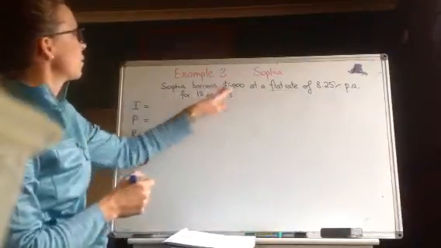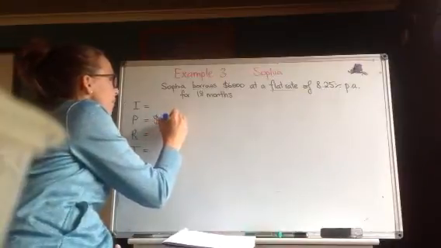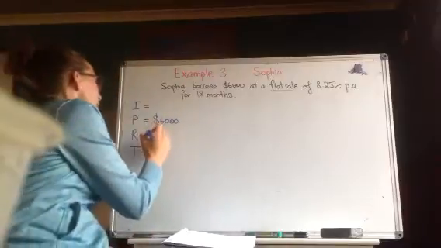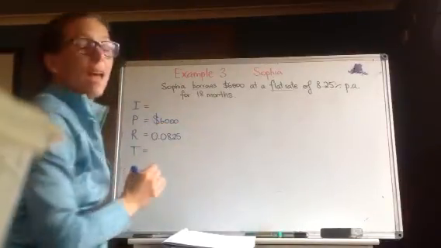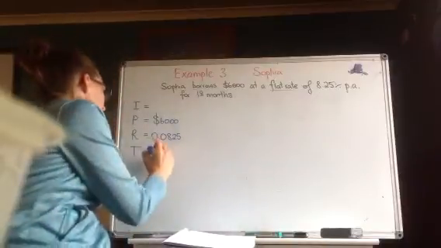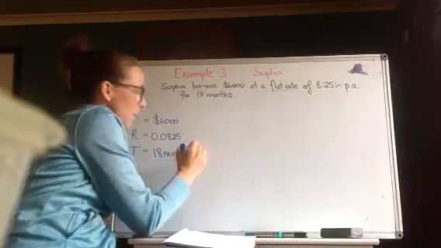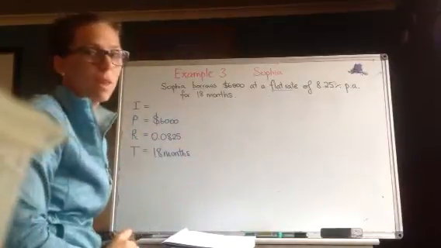So Sophia borrows $6,000, so that's her principal, her original amount. A flat rate of 8.25% is 0.0825, and for 18 months. Now, I start by writing 18 months here, but then I remember that time has to be in years, so I have to convert that to years.